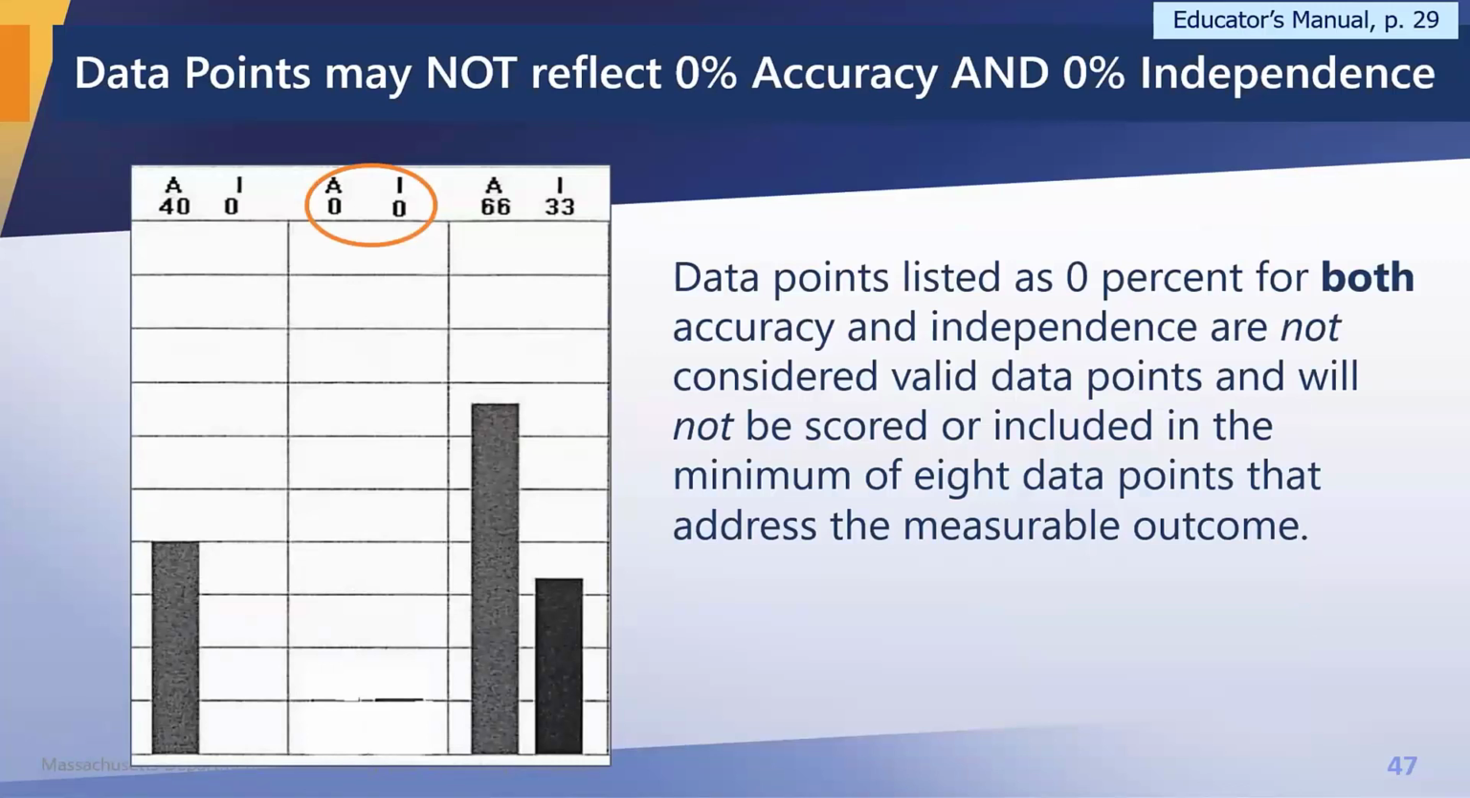The other thing we don't want to see are data points that reflect 0, 0. What did the student do? They didn't do anything. If they were 0% accurate and 0% independent, it was probably a behavior issue. Maybe they were having a bad day. So don't put it on the data chart. We need 8 dates, a minimum of 8 dates that show us what the student did.